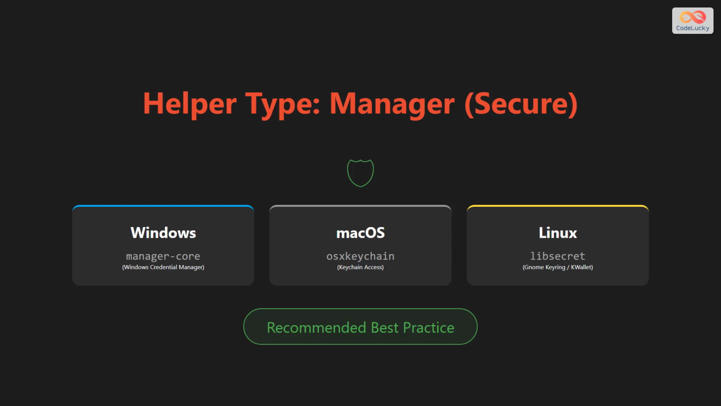The best option for most users is the manager. This helper connects Git to your operating system's built-in secure vault. On Windows, it uses the Windows Credential Manager. On Mac, it uses the keychain. This is the gold standard because your passwords are encrypted and protected by your system login.